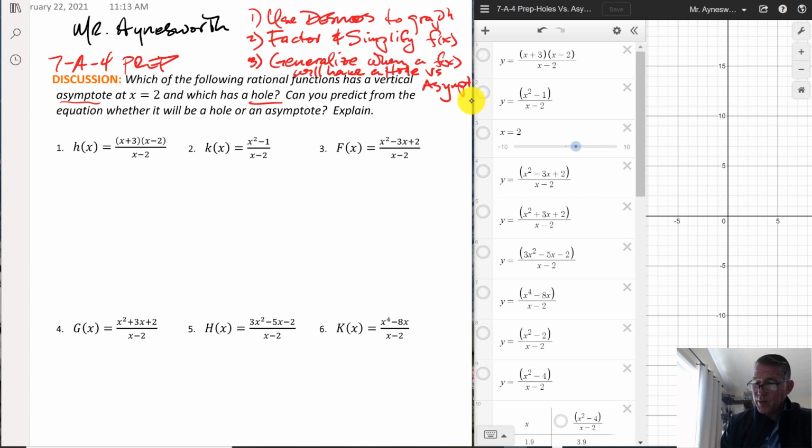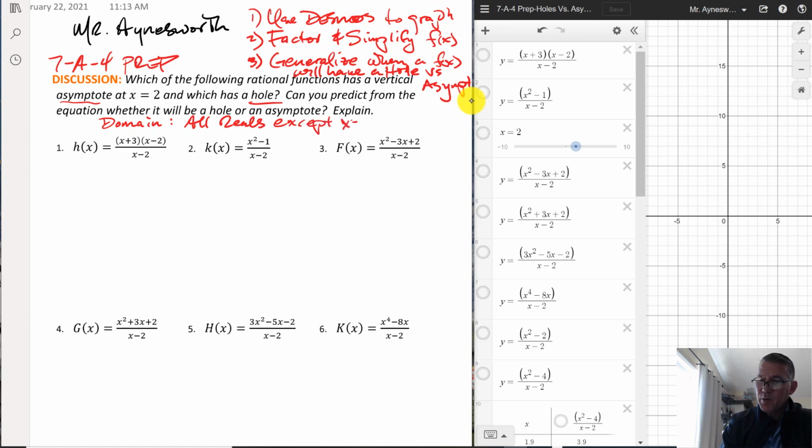Because all of these functions, if you look at them, all have the denominator x minus 2. That should be obvious. And so because of that, the domain for all of these functions is all reals except 2. In fact, let's write that down at the very top. So for all of these functions, the domain is all reals except 2.